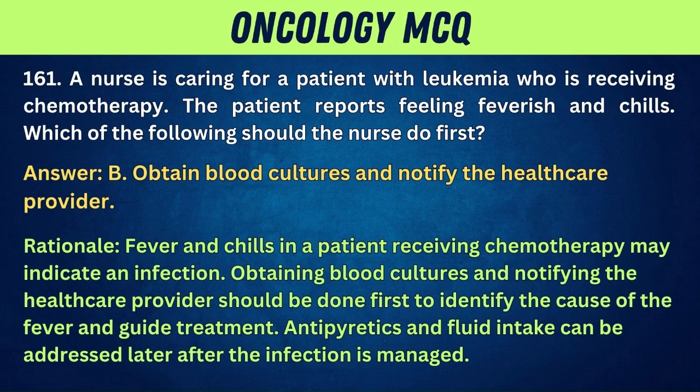Rationale: Fever and chills in a patient receiving chemotherapy may indicate an infection. Obtaining blood cultures and notifying the healthcare provider should be done first to identify the cause of the fever and guide treatment. Antipyretics and fluid intake can be addressed later after the infection is managed.